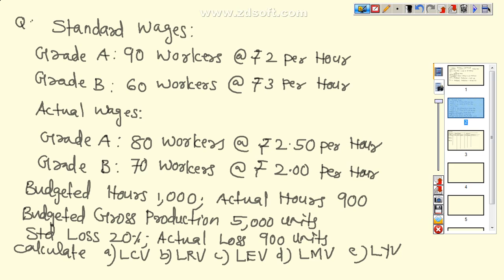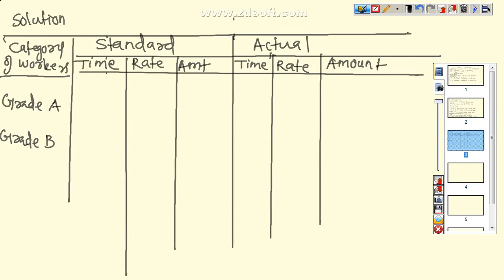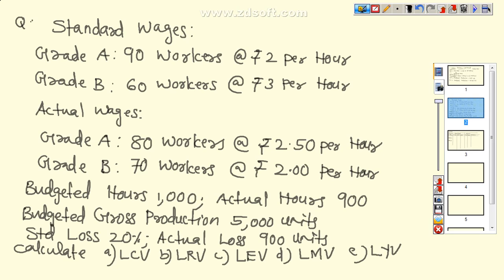According to the question there are two categories of workers, grade A and grade B. Here it is standard and here it is actual. First we calculate standard time and actual time. Standard hours, meaning budgeted hours, is given as 1000, and these are the standard information. The number of workers in case of grade A is 90 and in case of grade B it is 60.